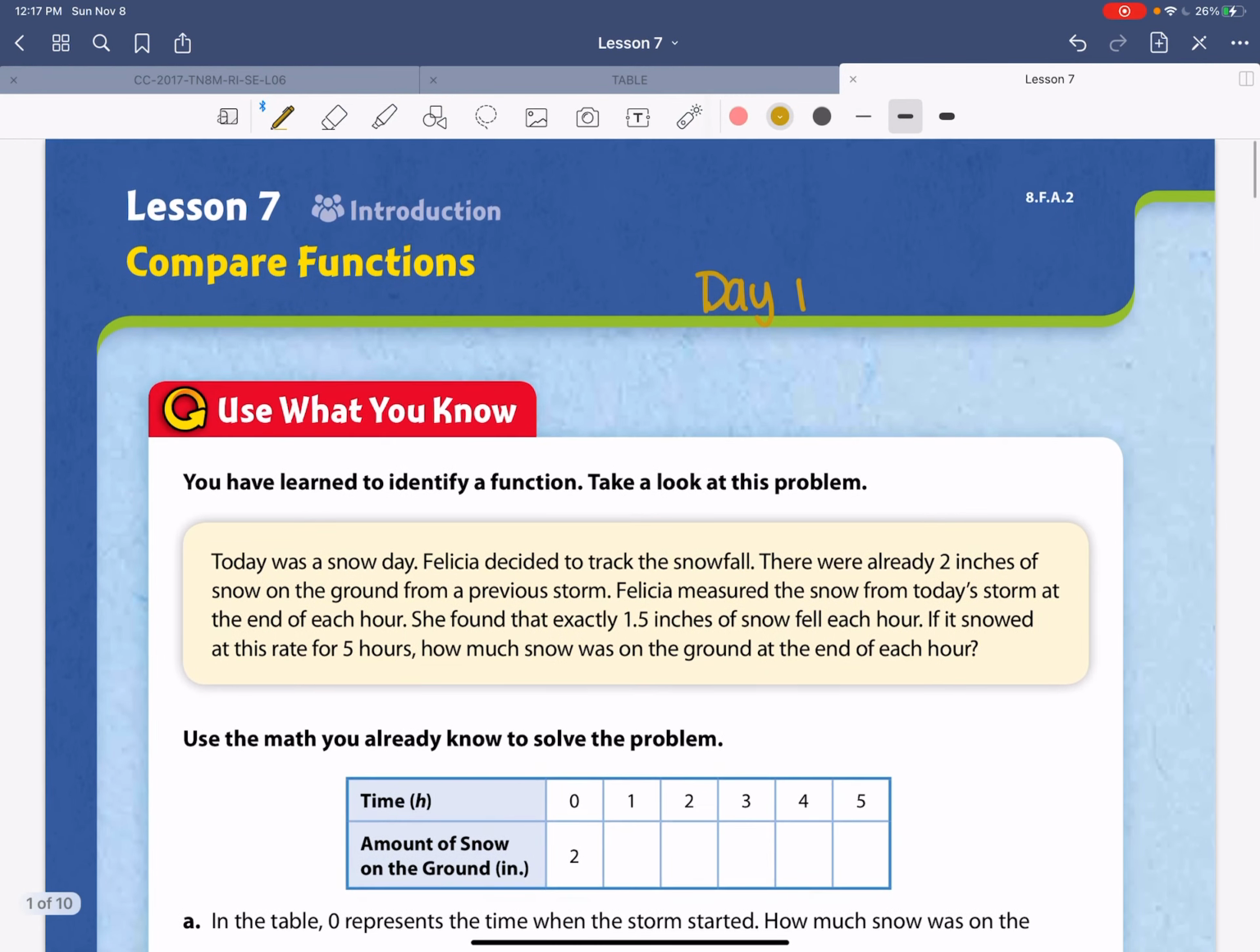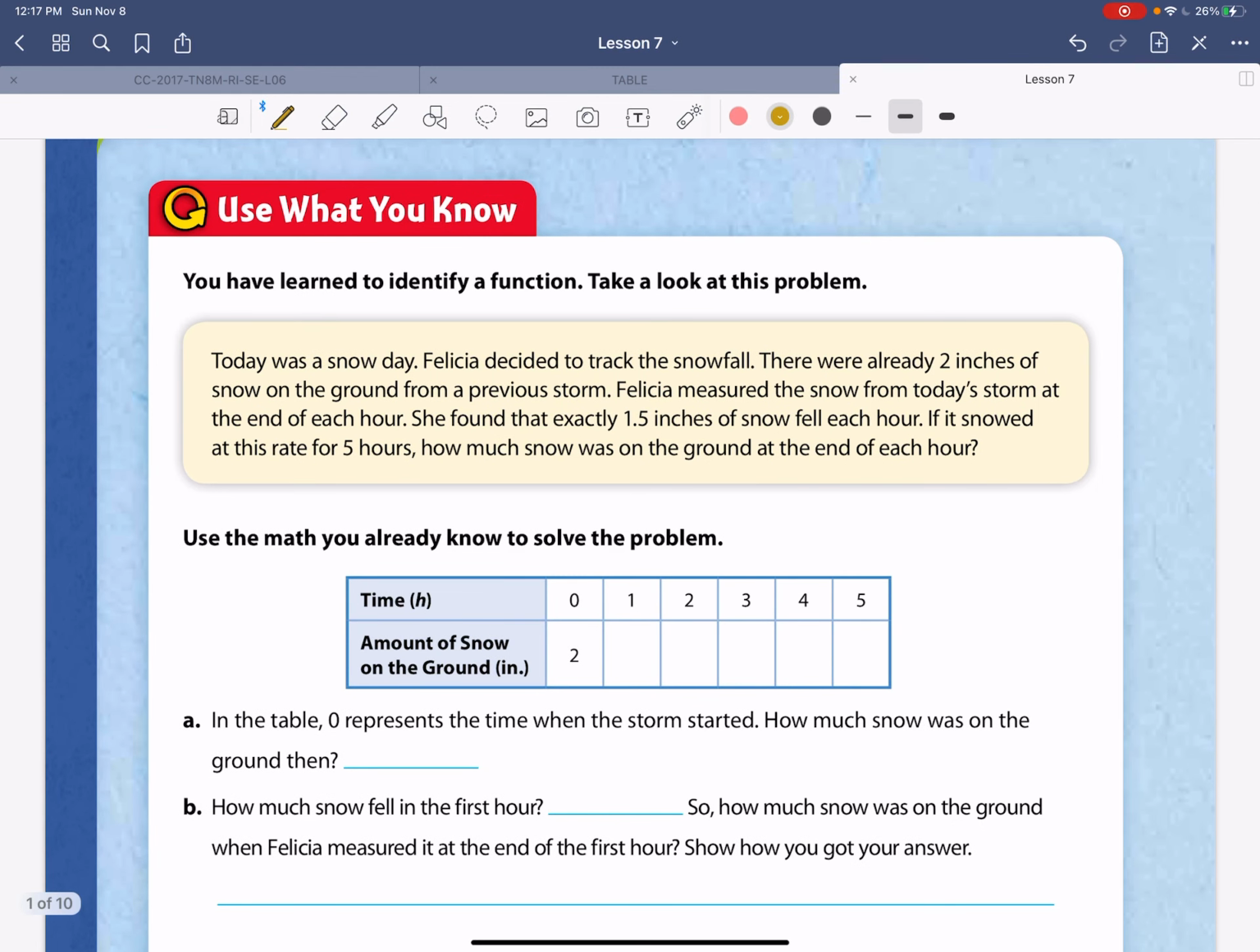Day 1 for lesson 7, we're comparing functions today. So use what you've learned to identify a function. Take a look at this problem.